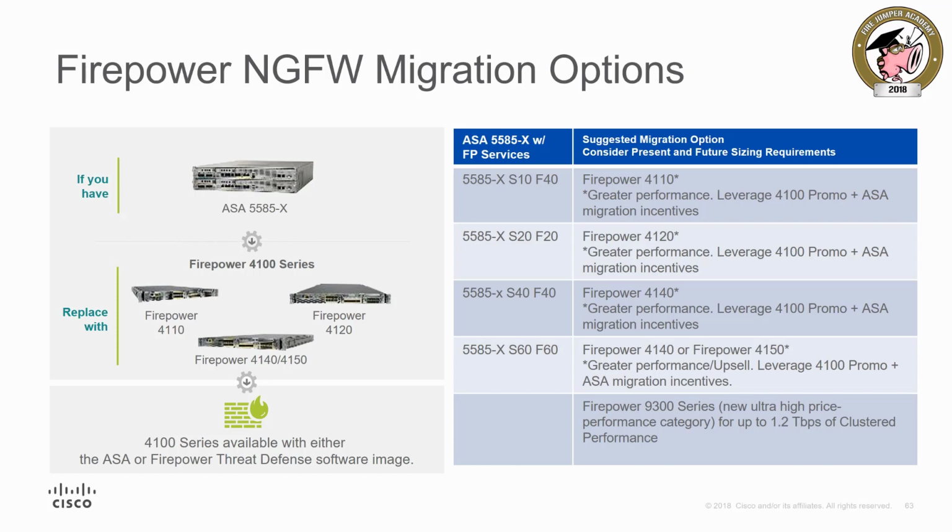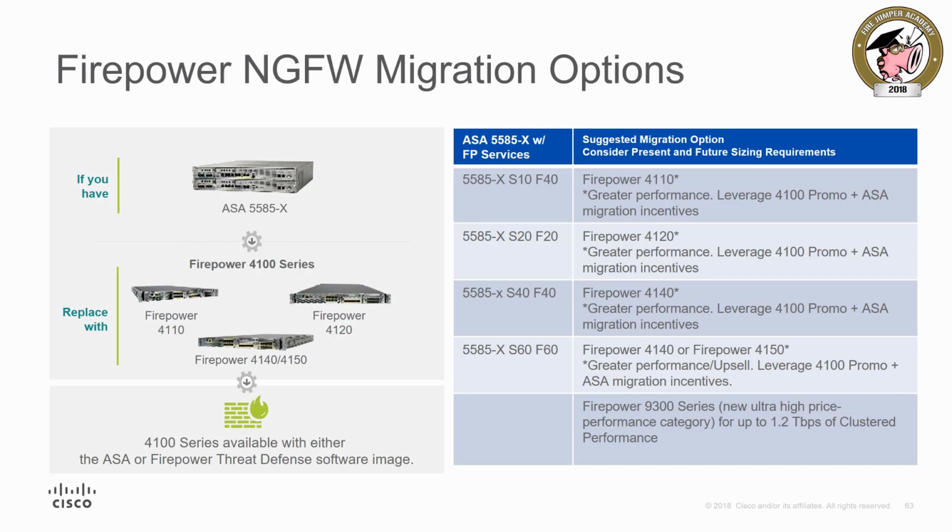The recommendation is that ASA 5505 customers move to the 5506X device. The 5516X is recommended for customers who currently use a 5512 or 5515 device. Once you've replaced your device and ensured that your service contract is active, your Cisco representative can help to ensure that your device has the latest FTD software image enhancement.